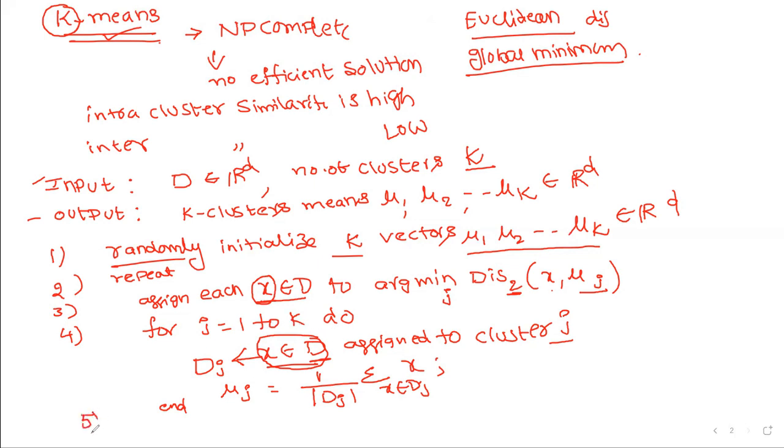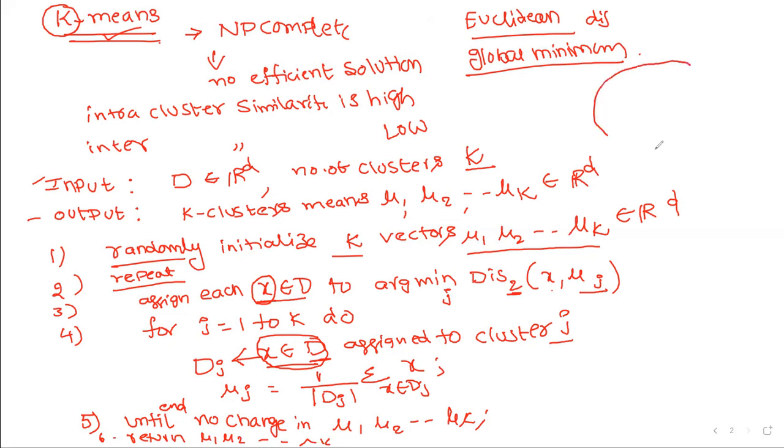Now, the fifth point is this operation. Here I am writing repeat. When to stop? This operation is repeated until there is no change in the means, that is mu1, mu2, and so on, mu k. Finally, in the sixth step, we have to return mu1, mu2, and so on, mu k. So this is the concept in a simple scenario.